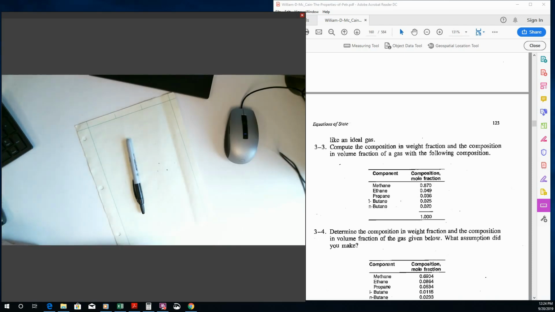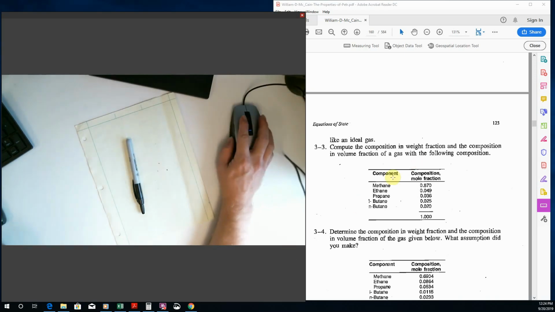So now we're going to look at problem 3.3. We've got a multi-compositional system. It's telling us to compute the composition, weight fraction, composition, and volume fraction of a gas with the following compositions. If you look, we've got a list here of 5 components. Here's the mole fraction composition. We really don't get much details, but it's telling us it's a gas.